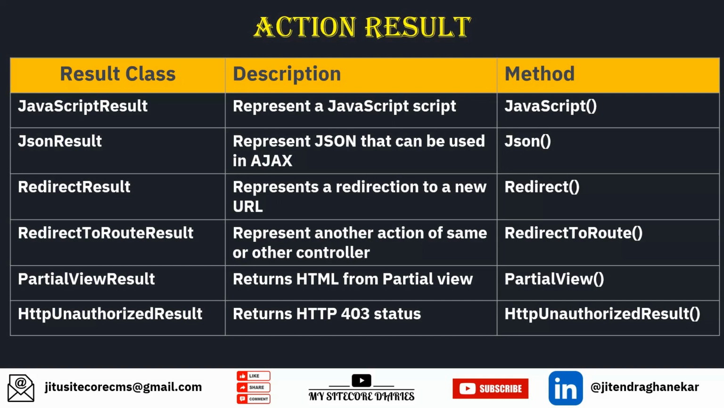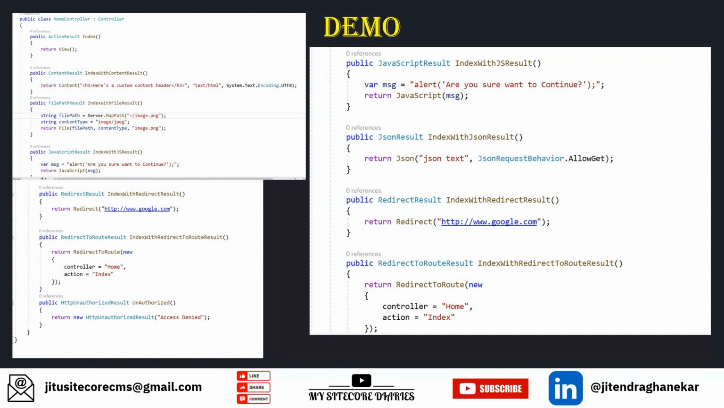Then you have a partial view result. It returns the HTML from the partial view. You can use PartialView there. Then you can use an HTTP unauthorized result for returning the 403 status. If unauthorized access is happening, then you want to give the 403 status, and you can use this method. HttpUnauthorizedResult is the method. So these are all the result classes which you can use in the MVC action method. We will see the demo of these action methods now.